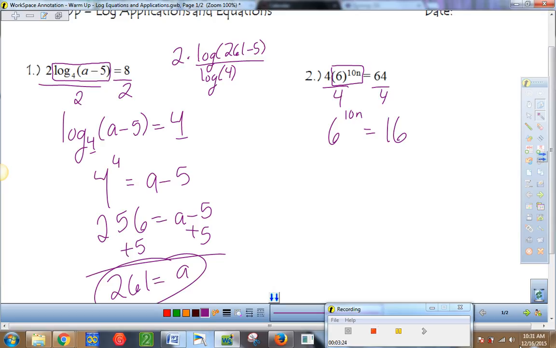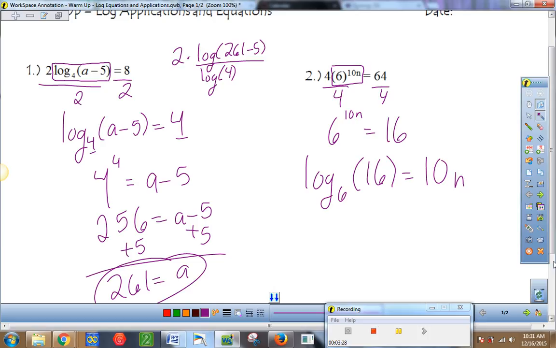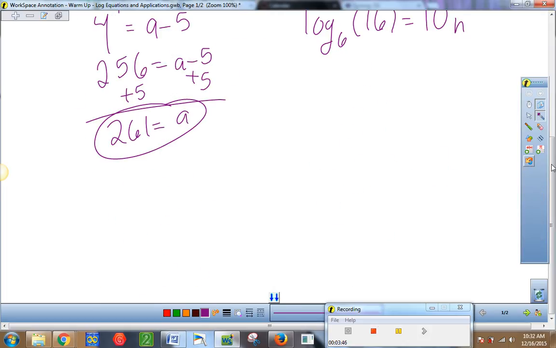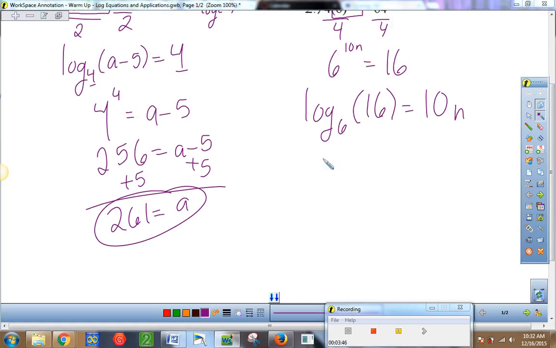If you convert this to a logarithm, what does it become? Log base what? Base 6 of 16 equals 10n. The whole point of logarithms is to get the exponent out of the exponent. Can you evaluate this? You can totally evaluate that. You've got to do a little bit of a change of base formula, but you can evaluate it.